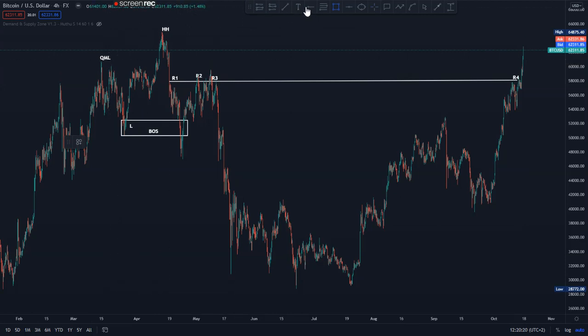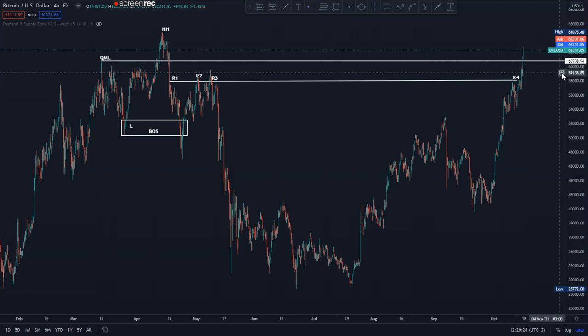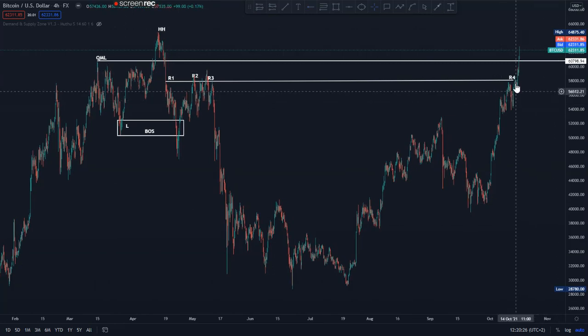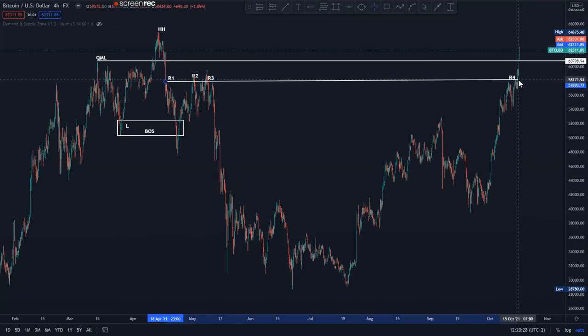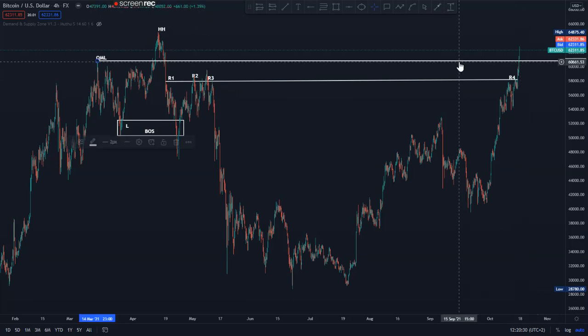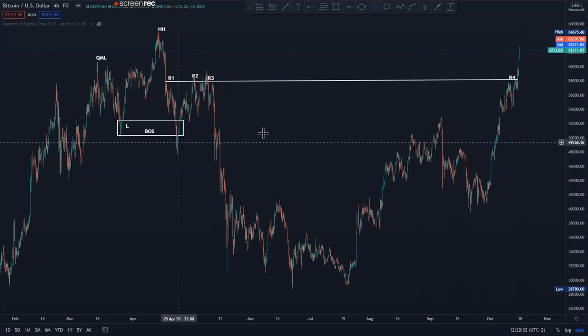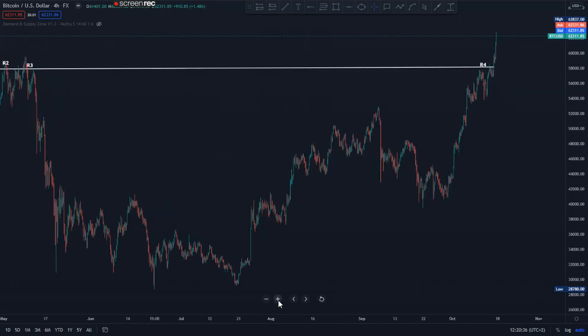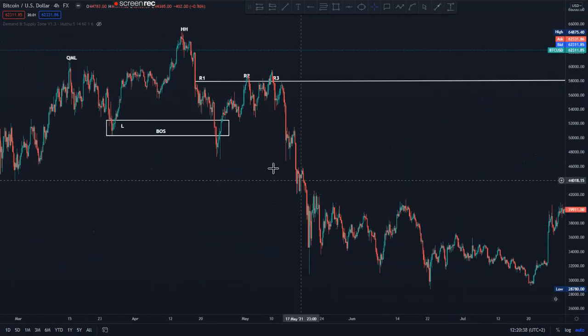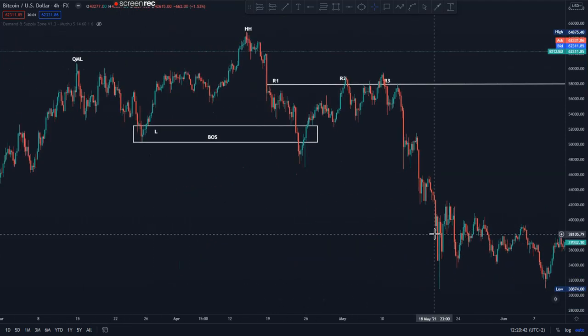Okay, and then when you look to your, so this is the QML. If you put a line on the QML right here, the QML was actually broken. Okay, so you guys, it's not always that the market is going to respond on the QML. No, the market is going to respond where we have a fresh supply zone or a demand zone.